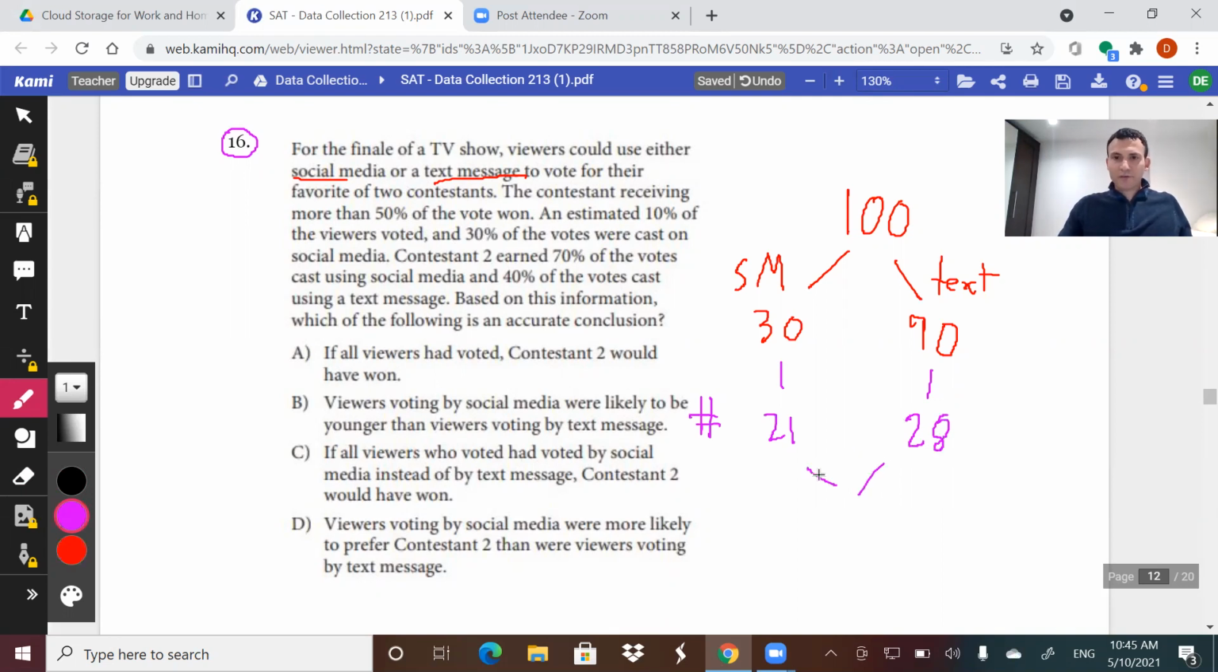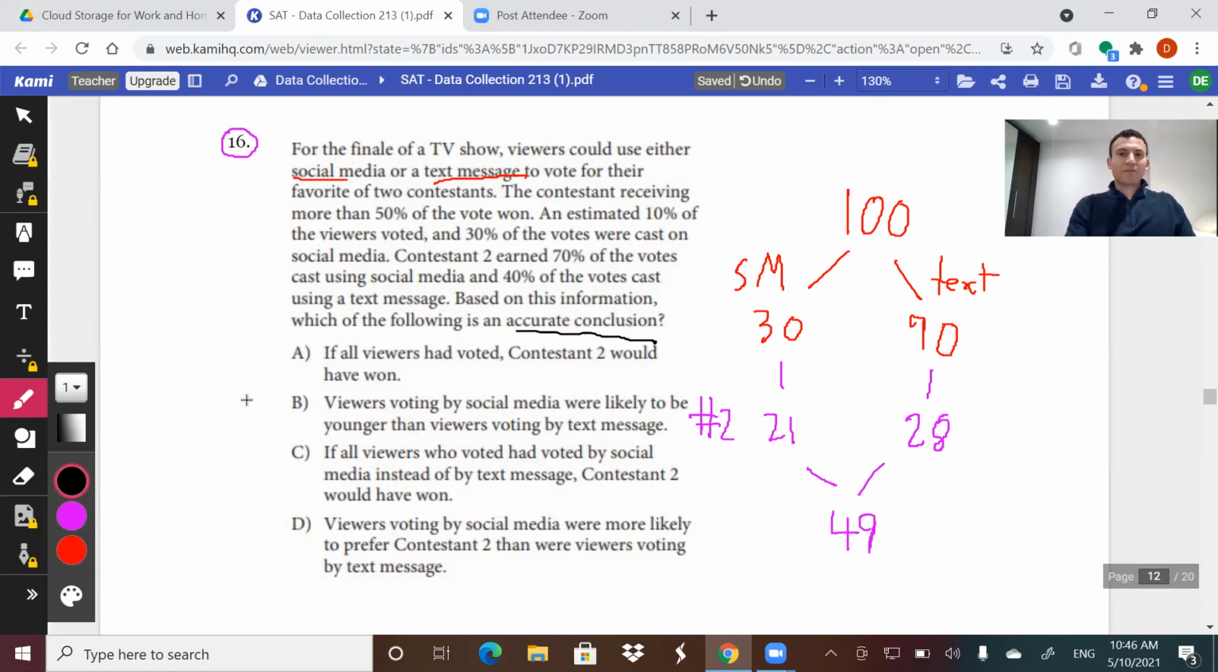So tough break for contestant number 2. Contestant number 2 had 49 votes. So contestant number 2 just lost. Contestant number 2 had 49% of the votes, or 49 votes if with our made up number of 100. So let's see, based off of what we know, let's see which of the following is an accurate conclusion.